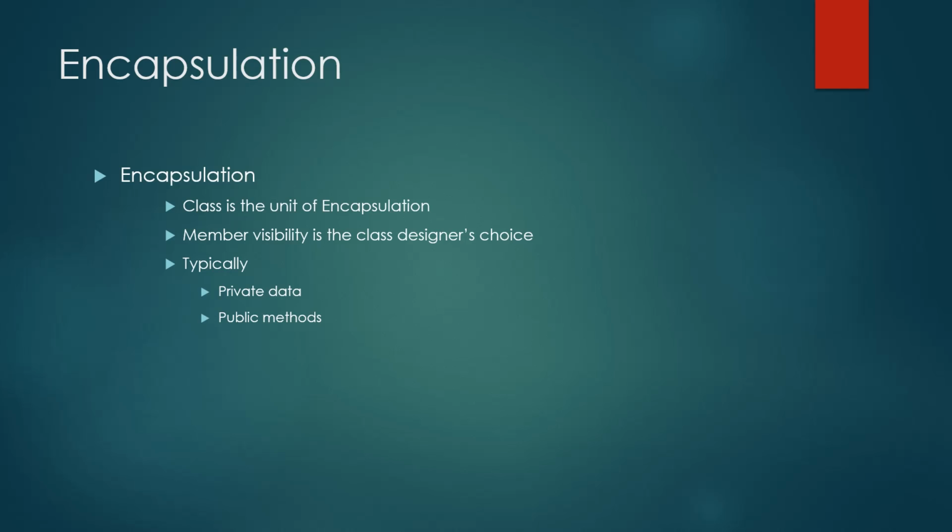Encapsulation. The class is the unit of encapsulation in Java, and it means that the class designer has the choice of what's visible outside. Typically, you have private data, private implementation data, and public methods. But you could also have private methods. The main thing here is that it's the designer's choice. Since it's the designer's choice what's visible outside, that's support for encapsulation.